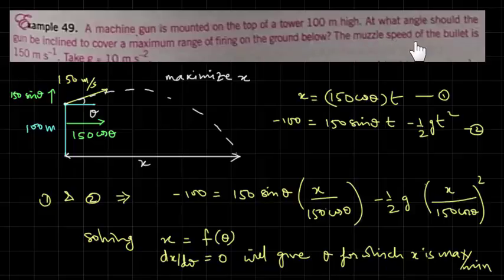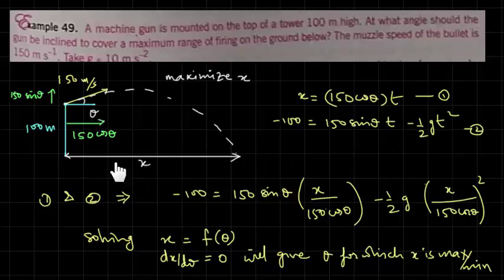Muzzle speed is nothing but the speed of the bullet relative to the machine gun, and since the machine gun is mounted here, the muzzle speed of the bullet is the actual speed of the bullet. It is 150 meter per second. Take g equal to 10. So let's assume it is theta, which we want to know, at which the range is maximum.